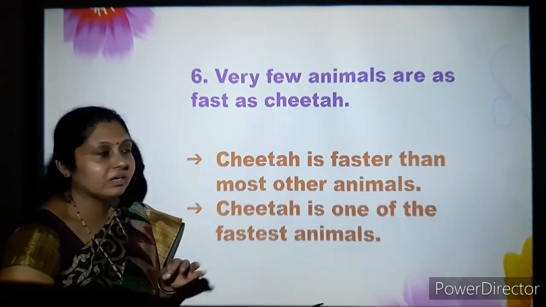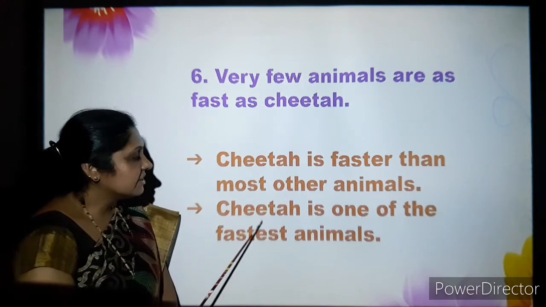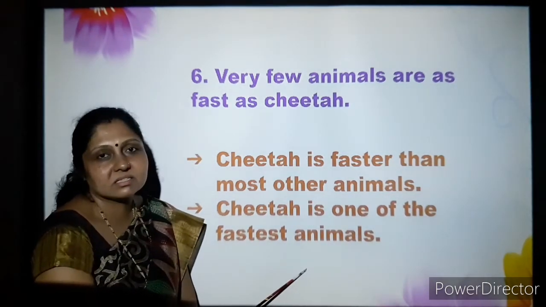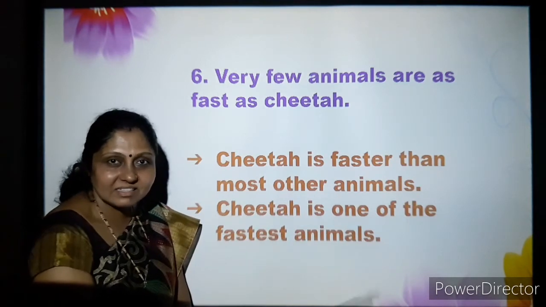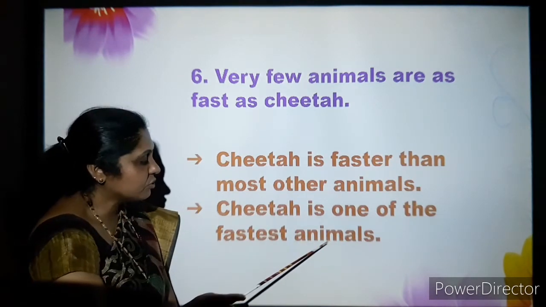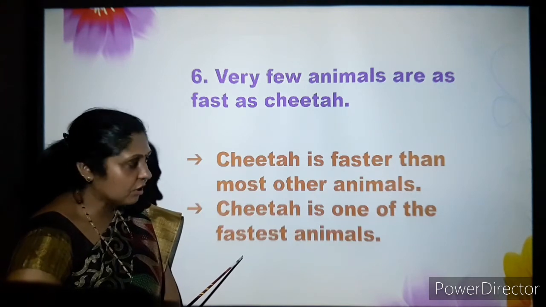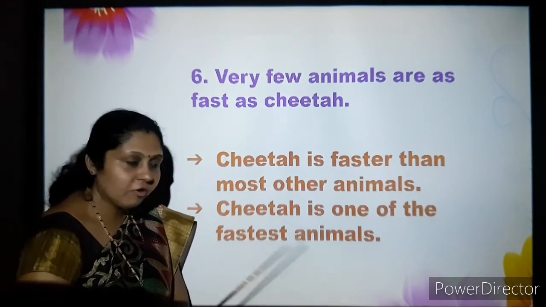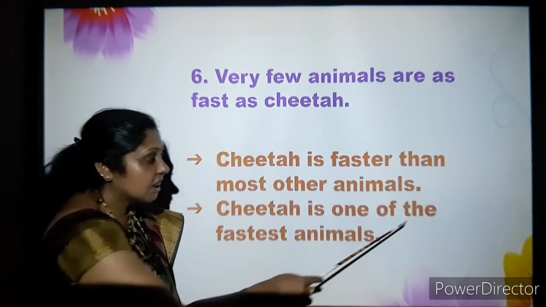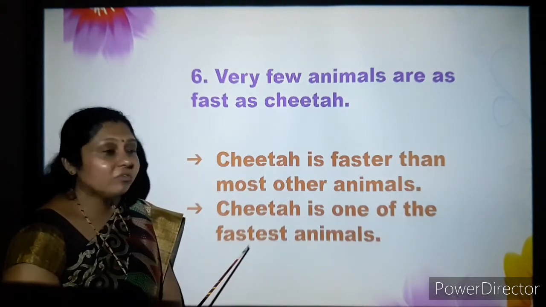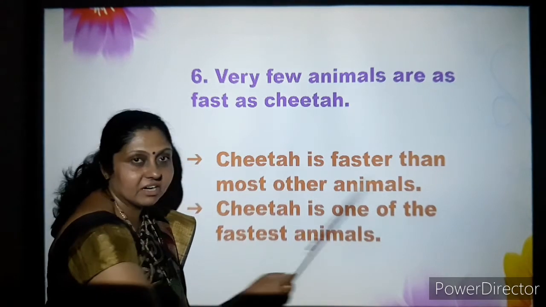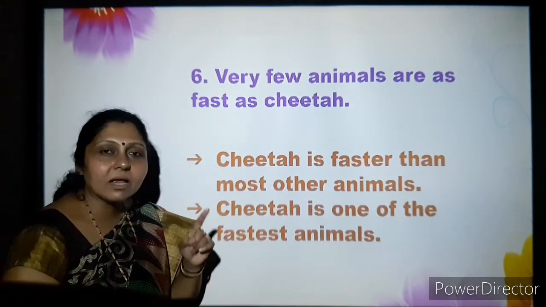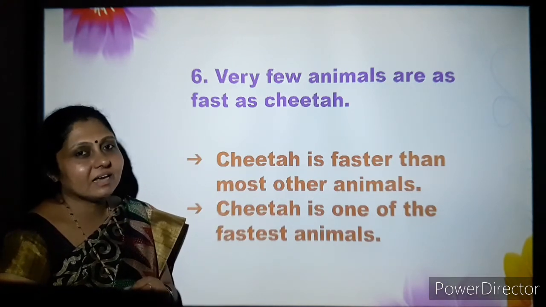This is very important. Next one is, the cheetah is one of the fastest animals. You will come to know that it is in superlative degree because there is usage of the degree in its superlative form, that is, fastest, the fastest. But when the usage "one of the" is given, that means the cheetah is one among the fastest animals.